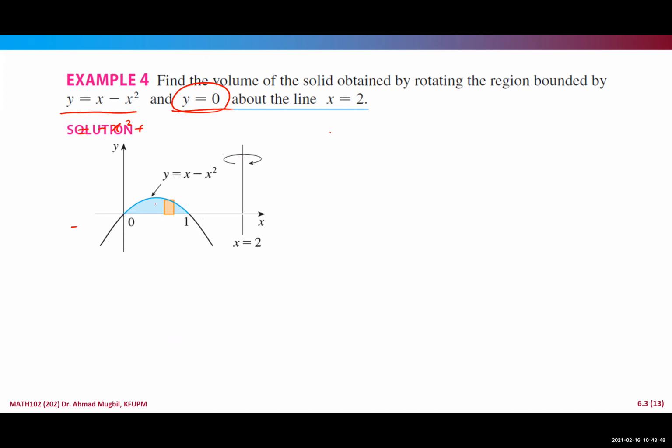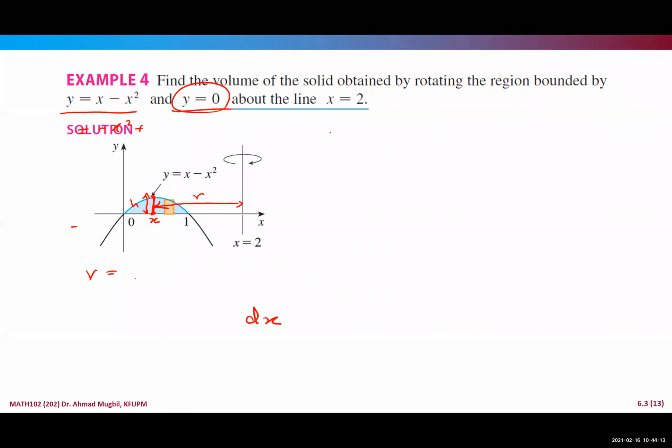So what you will do, you will draw a line parallel to the axis of rotation. The axis of rotation is vertical, so draw a vertical line. Since this vertical line is perpendicular to the x-axis, we will integrate with respect to x. Now the question is, what is the distance from here to here? This will be the radius, and the distance from here to here will be the height.